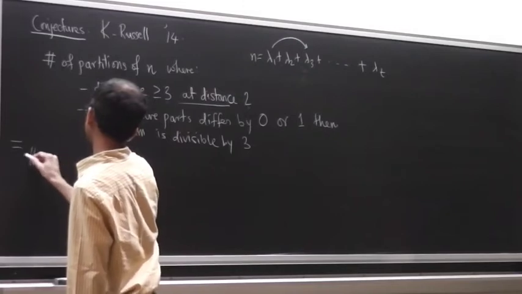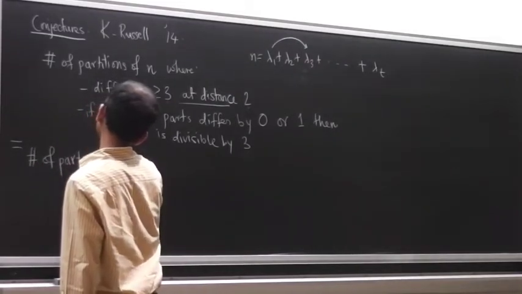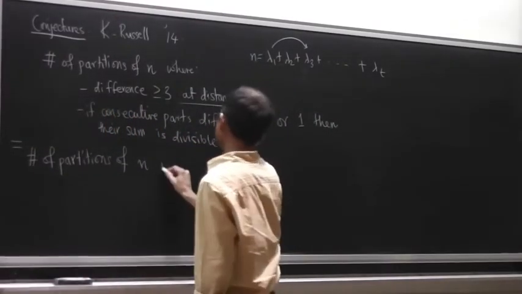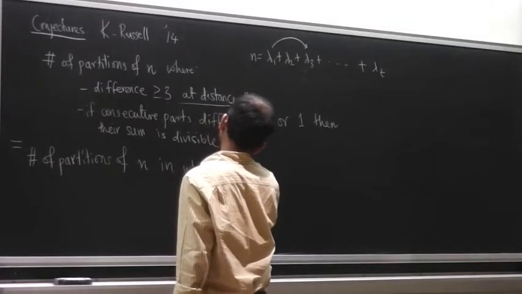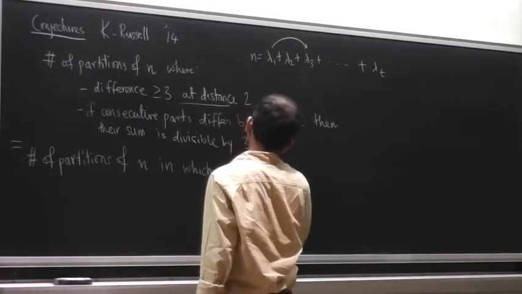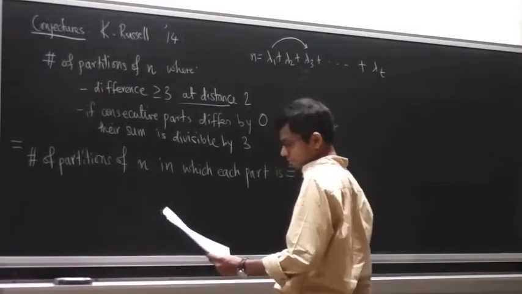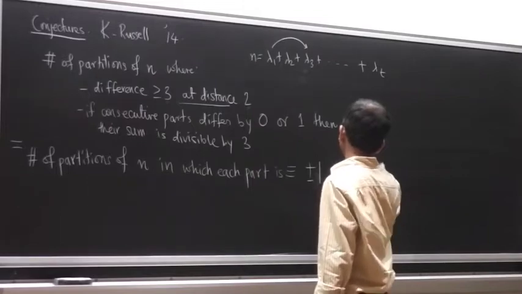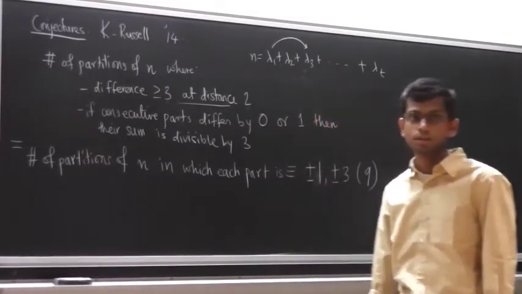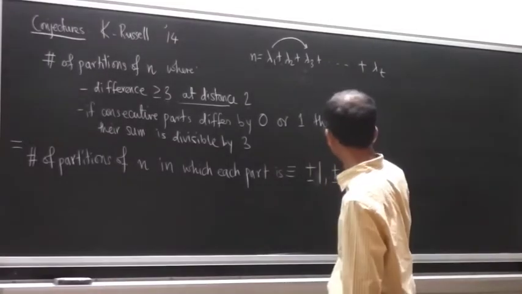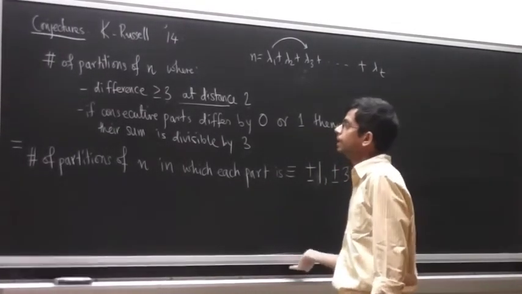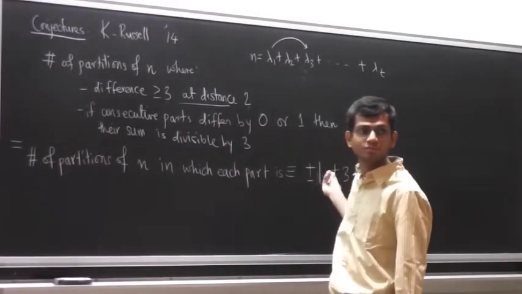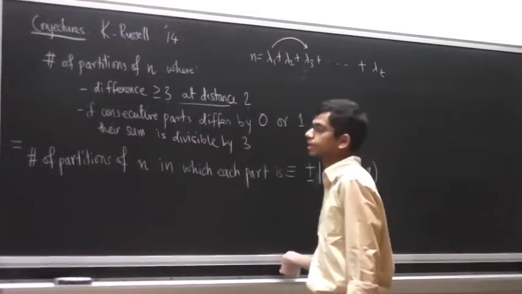And this is the same as the number of partitions of the same n, in which each part is congruent to plus or minus 1 or plus or minus 3 mod 9. So that mod 5 is now changed to mod 9. Again, there is 3 on the left hand side, but there is no 9, and there is no reason why it should be anything here.